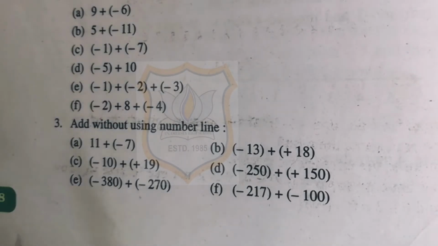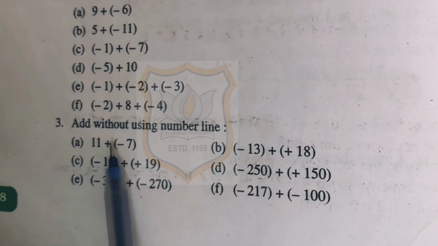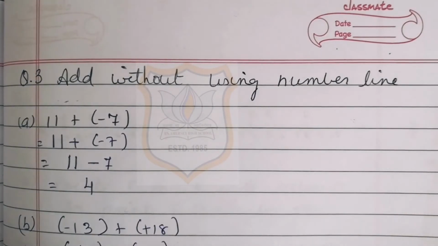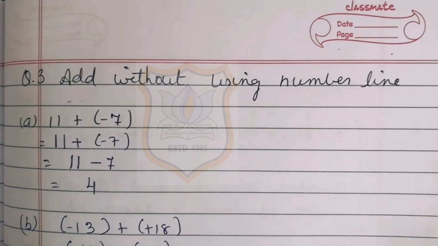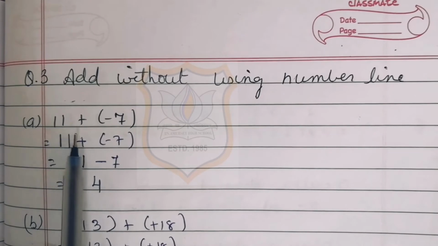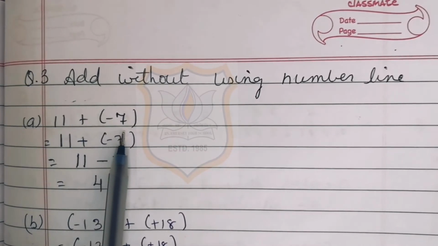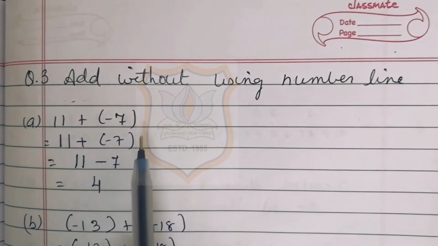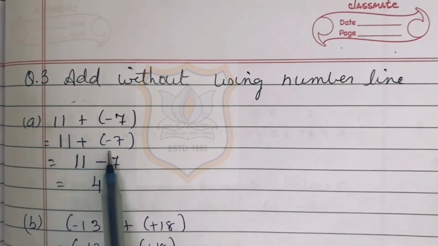Question number 3 of exercise 6.2, add without using number line. Students, here integers are given, we have to add them without using a number line. The solution for question number 3, A part of question number 3, 11 plus minus 7. Here students, we have to find out the answer without using the number line. First we have to copy the question, 11 plus minus 7.